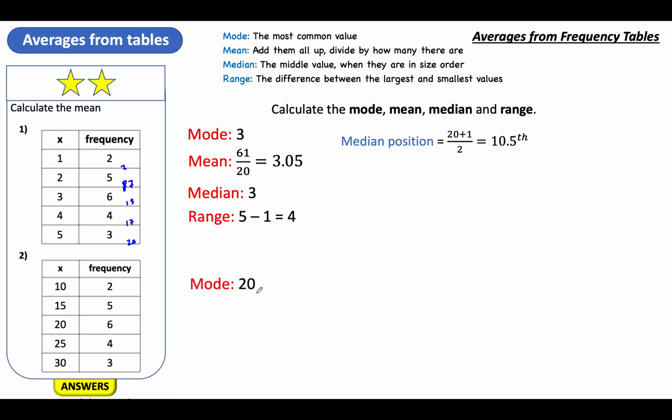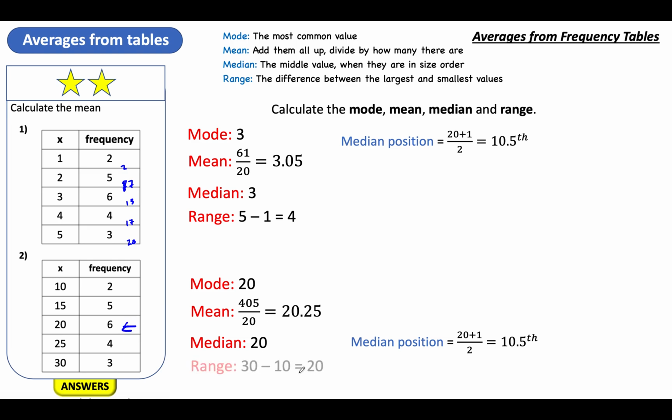And the last one, the mode is 20. It's got the biggest frequency. The mean, do your extra column, multiply across, add them up, you get 405. Divide it by the total frequency, so 20.25. The median position is the same position because it's the same frequencies. So we can find out that the median is 20. It's somewhere in that category there. Then the range is the biggest, take away the smallest, which is 20.